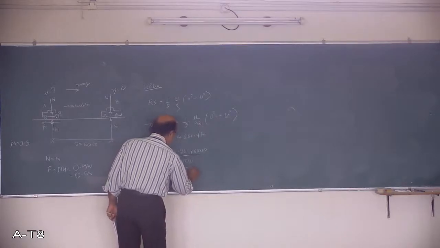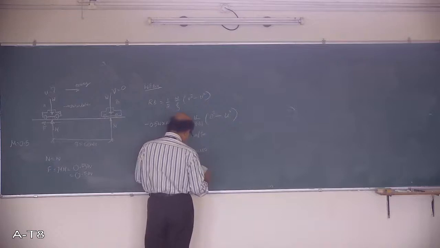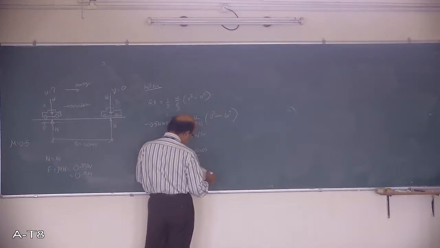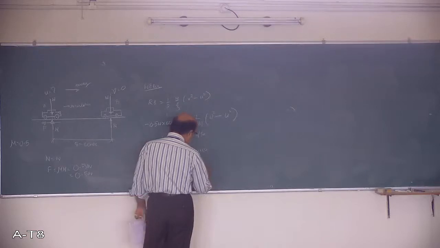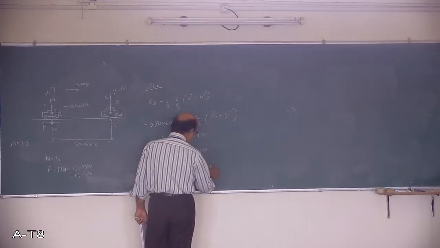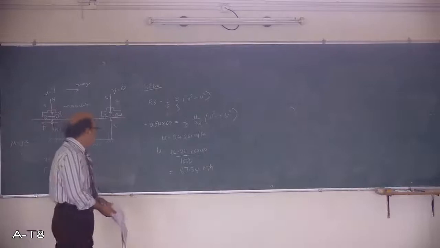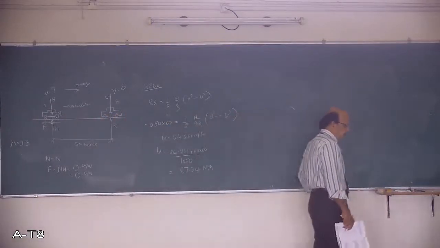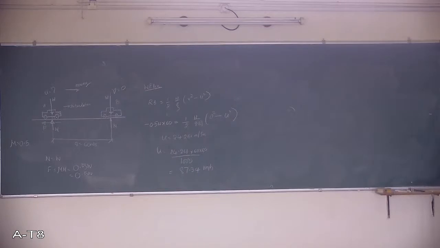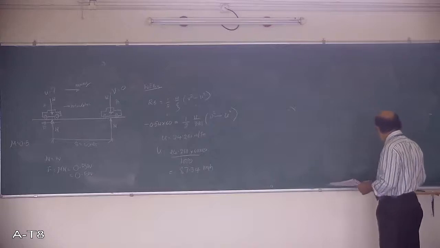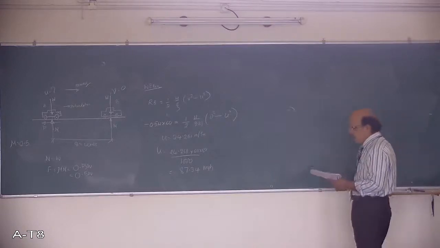You will get the velocity of the vehicle as 87.34 kilometers per hour. That is the second problem, where the police will be able to determine the initial velocity of the vehicle to judge whether the vehicle is within the speed limit.